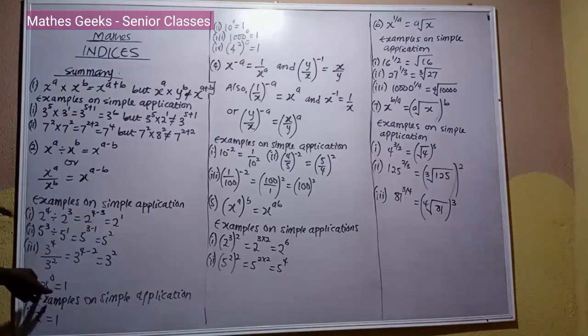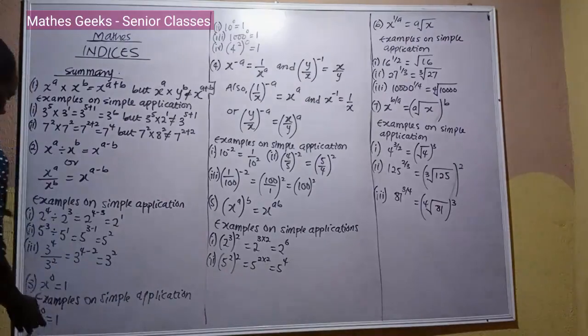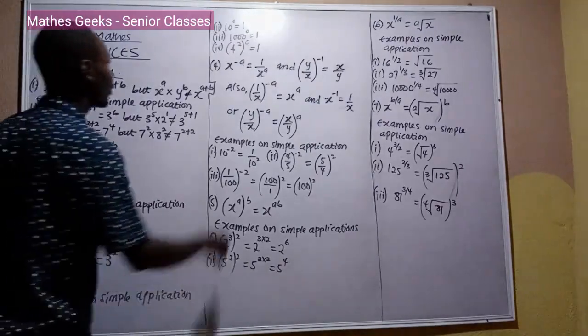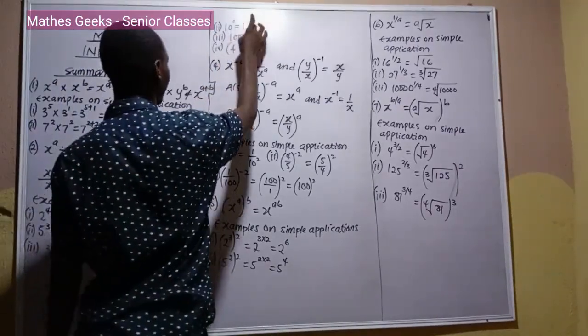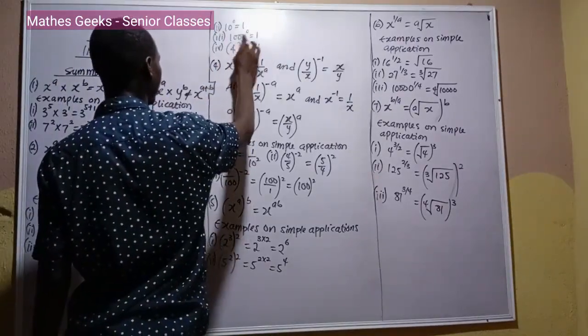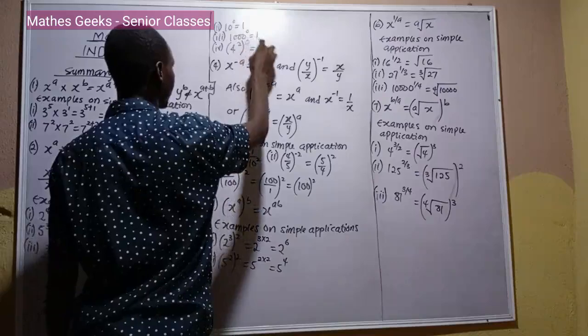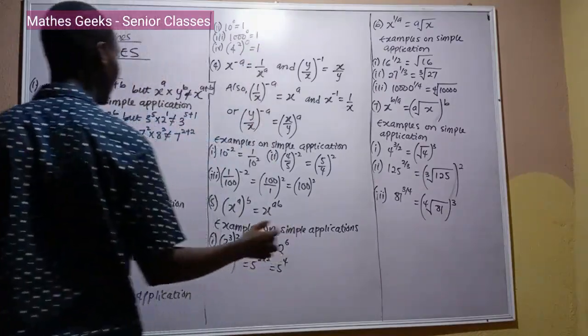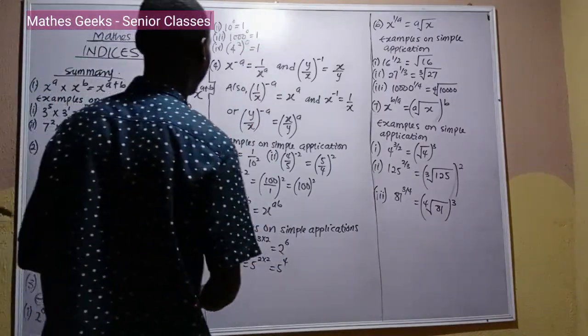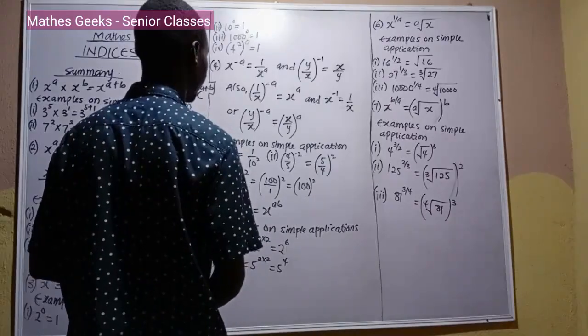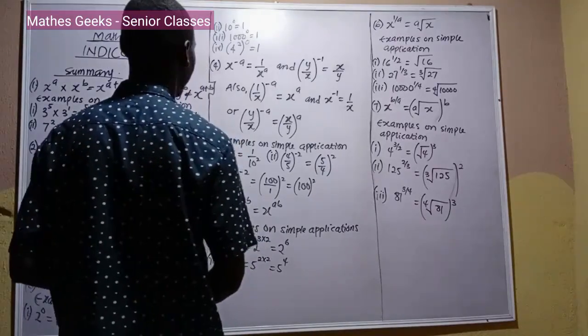Then number 3, x raised to 0. Whenever a value is raised to power 0, the answer is 1. So examples of simple application: 2 raised to power 0 is 1, 10 raised to power 0 is 1, 1000 raised to power 0 is 1, 4 raised to power 2, all raised to 0, is also 1. So regardless of how large or small the number is, if it is raised to power 0, the answer is always 1.